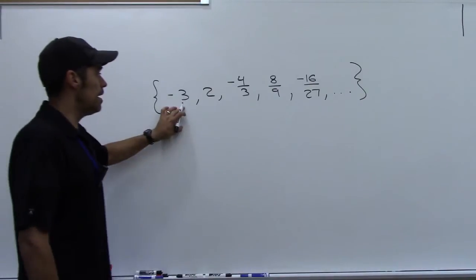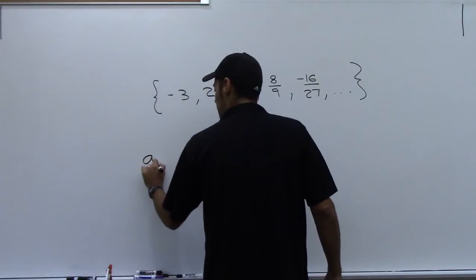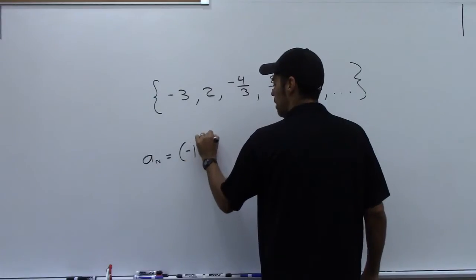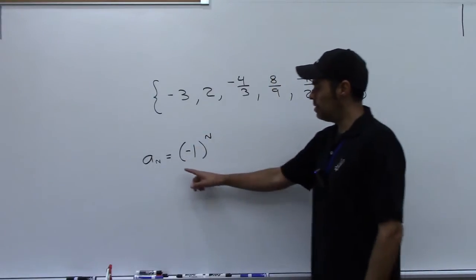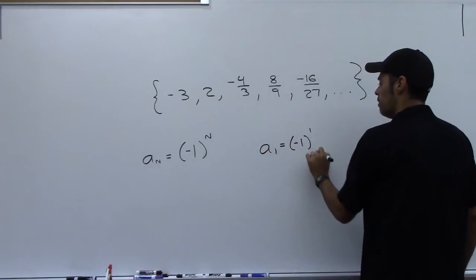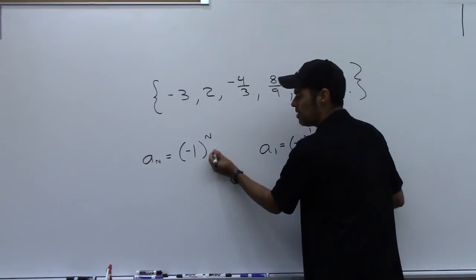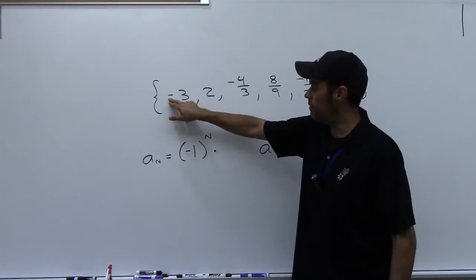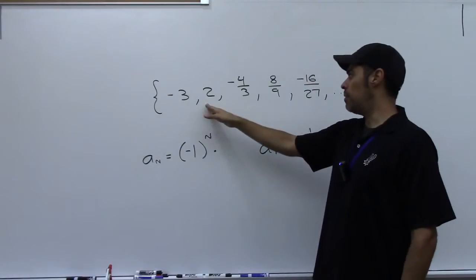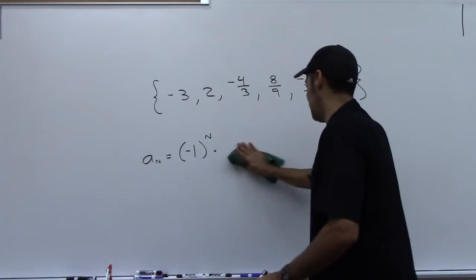We have starting with a negative, then positive, negative, positive, negative. So in order to make that happen, I'm going to use what we did in class, negative 1 raised to the n. So if I replace n with 1, I'm going to get negative 1 to the 1 power, which will give me negative 1. So that times something else will make sure that we get a negative. And then when n is 2, we'll get squared, which will turn this into a positive, then negative, then positive, and negative. So that should get us the alternating sequence that we need.